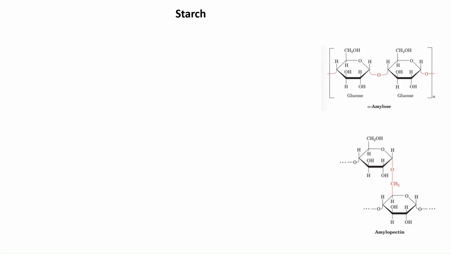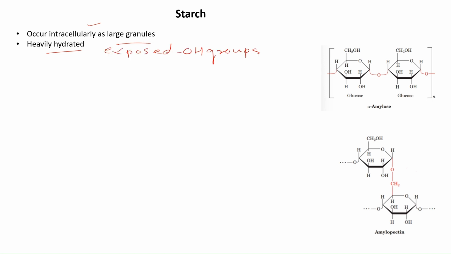It is a storage carbohydrate. Starch is a storage form of energy in plants. Starch occurs intracellularly as large granules and these are heavily hydrated. Why is starch heavily hydrated? Because it has many exposed OH groups. These OH groups can form hydrogen bonds with surrounding water molecules. Therefore, starch is heavily hydrated.